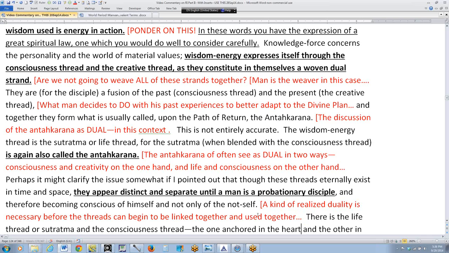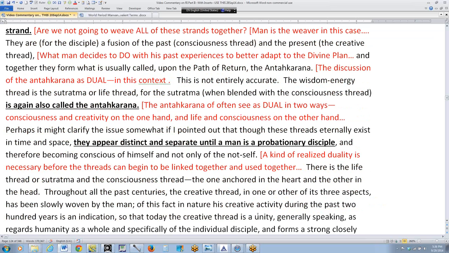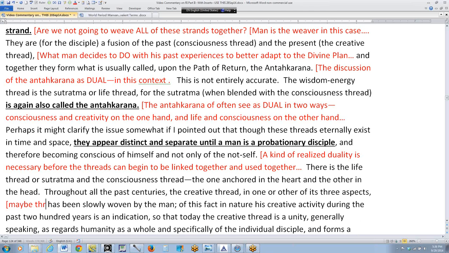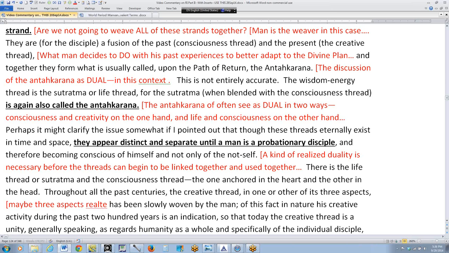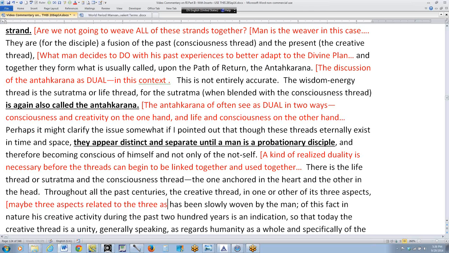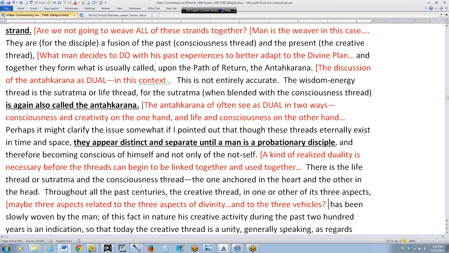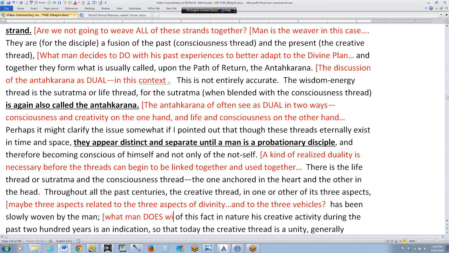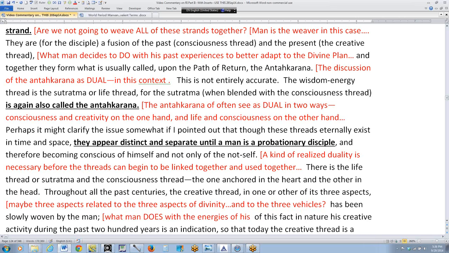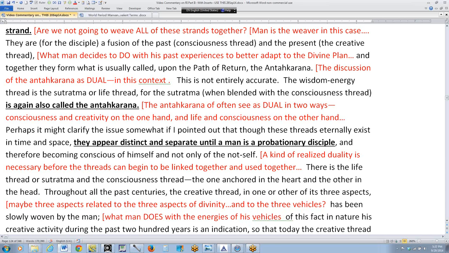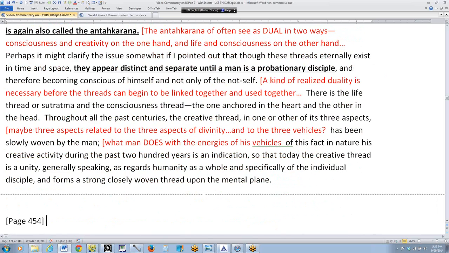There is the life thread or sutratma and the consciousness thread, the one anchored in the heart and the other in the head. Throughout all the past centuries, the creative thread, in one or other of its three aspects, related to the three aspects of divinity and to the three vehicles, has been slowly woven by the man. It's what he does with the energies of his vehicles. Of this fact in nature, his creative activity during the past 200 years is an indication. So that today the creative thread is a unity.